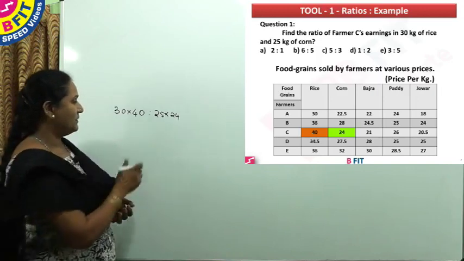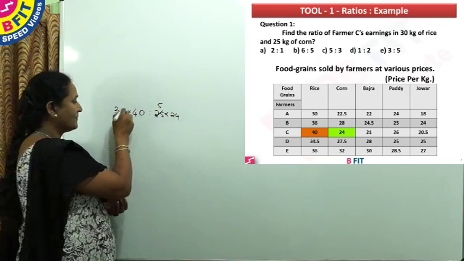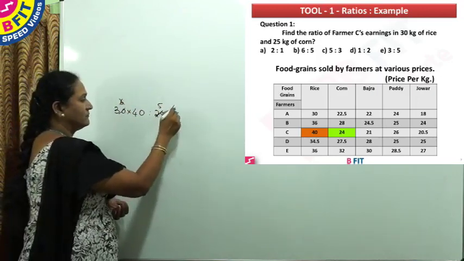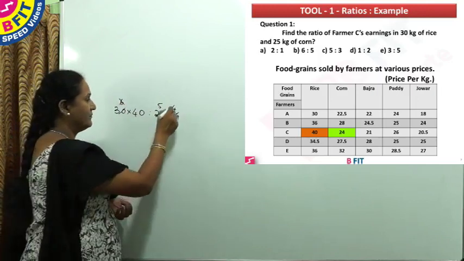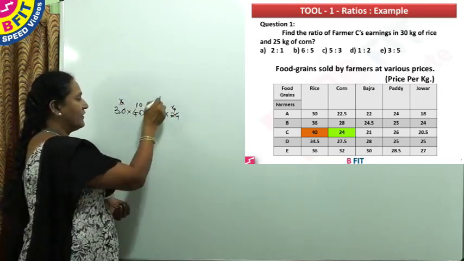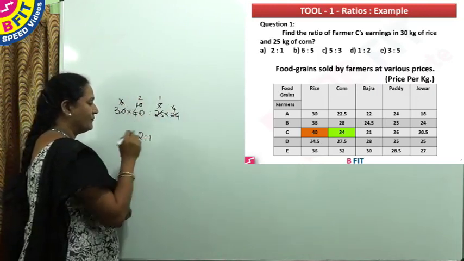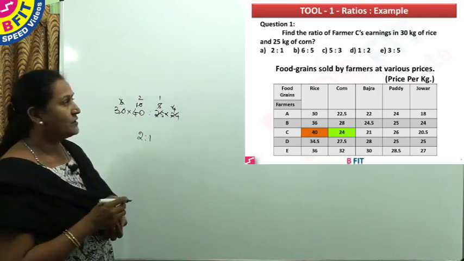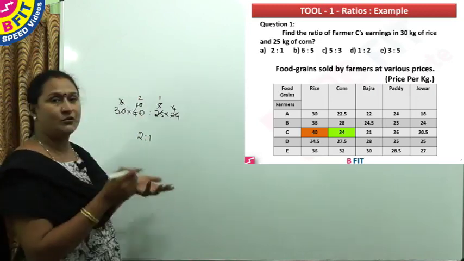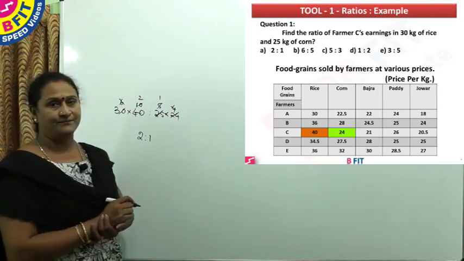Now how can we simplify? 5 times, and here it is 6. So 6 is 4 times, and then 10. So we have 10 and 5. So 5 once and 2 times. Now what is the ratio? The ratio of earnings for farmer C in rice and corn is 2:1. The answer is option A, 2:1.